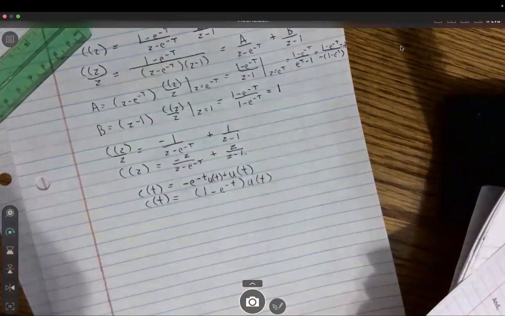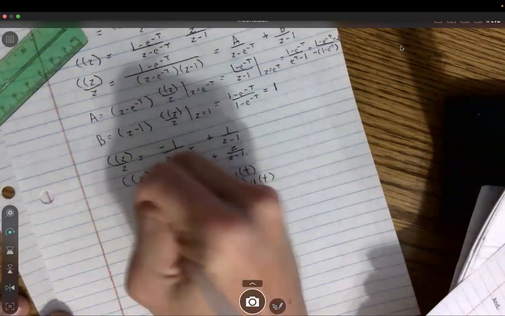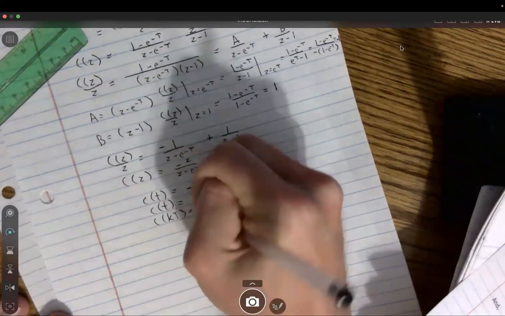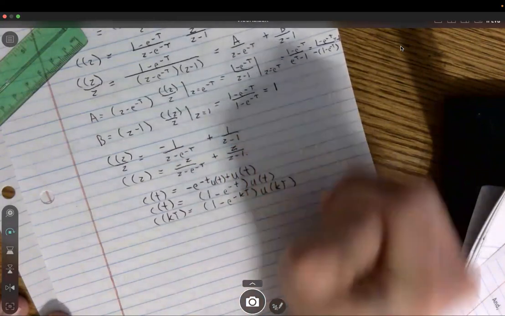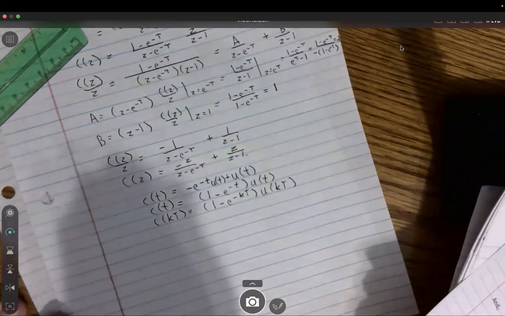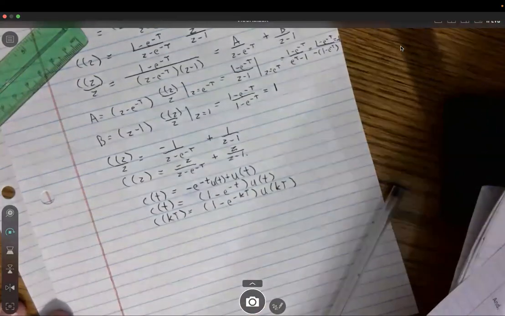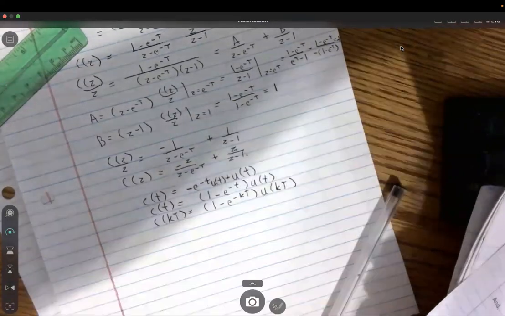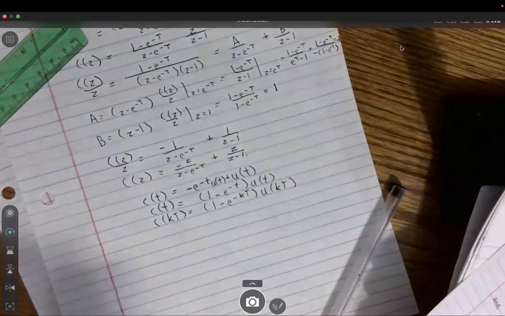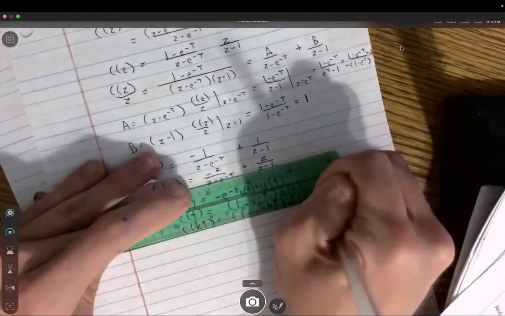But remember, this is your C of t, but recall that this is fictitious. You normally represent it in terms of C of kT, which is 1 minus e to negative kT, times u of kT. Because what you're going to notice is that we really found C star of t. We're defining this in terms of our samples, not in terms of continuous time, because we're not sure if in between those samples this is correct. So a lot of times we represent this in terms of capital kT.